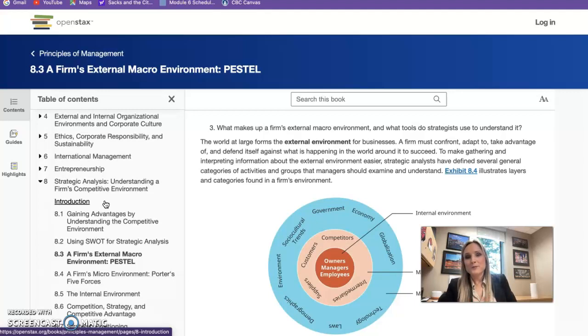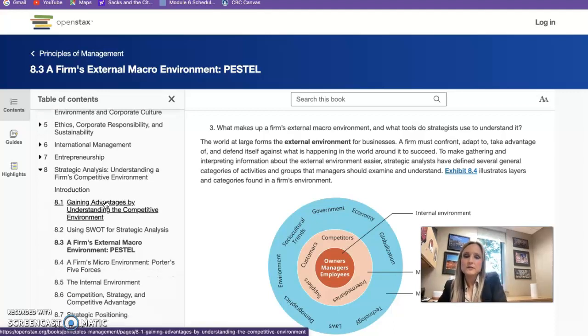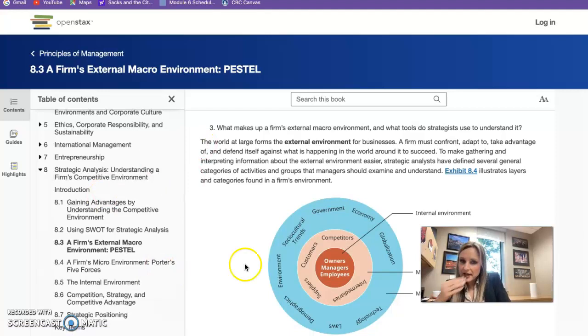So then your book talks about the firm's more external macro environment, and it's called PESTLE, all right? And this is an acronym that stands for political, economic, sociocultural, technological, environmental, and legal factors. So when you hear PESTLE, that is what that is referring to. And if you look here in your textbook, it gives you a good diagram, if you will, to give you a visual of what that may look like.